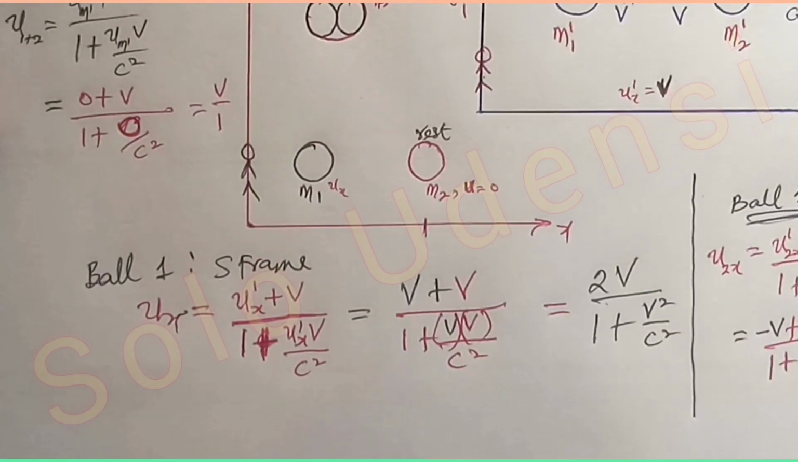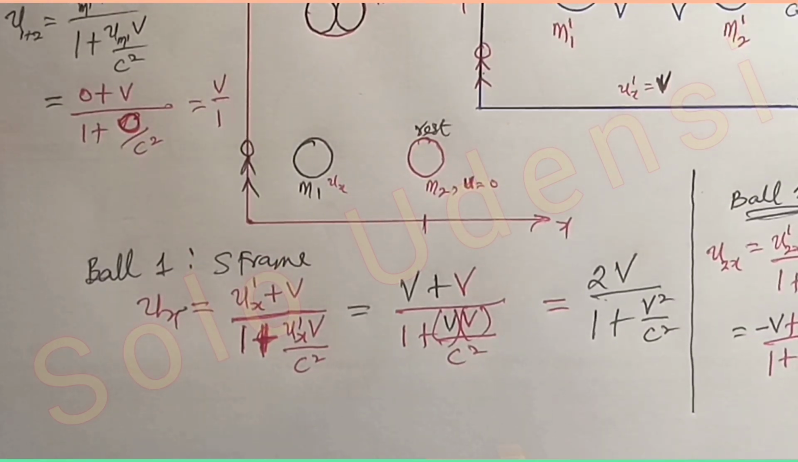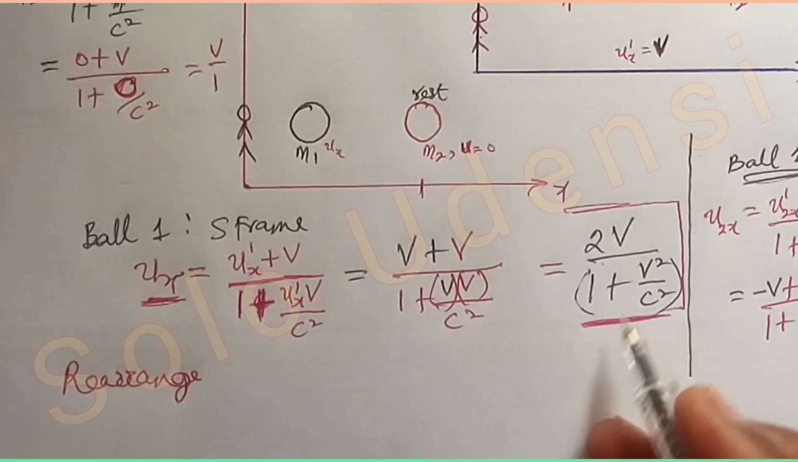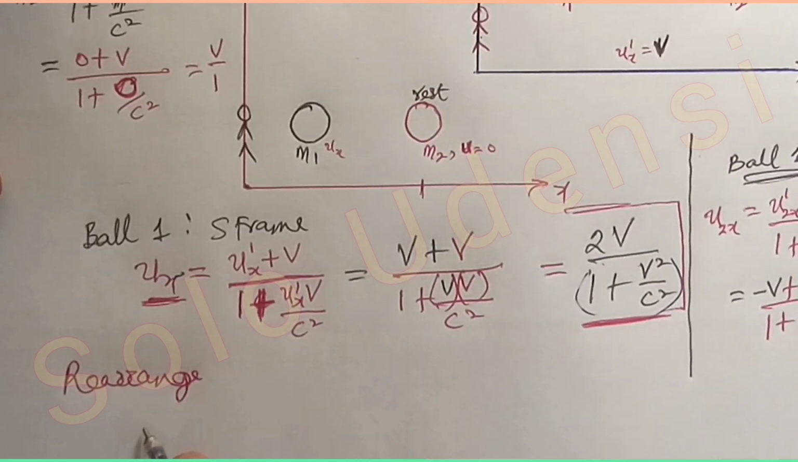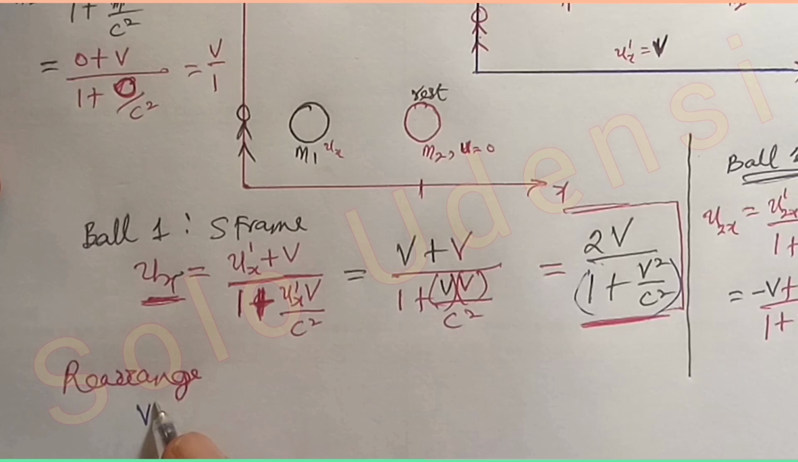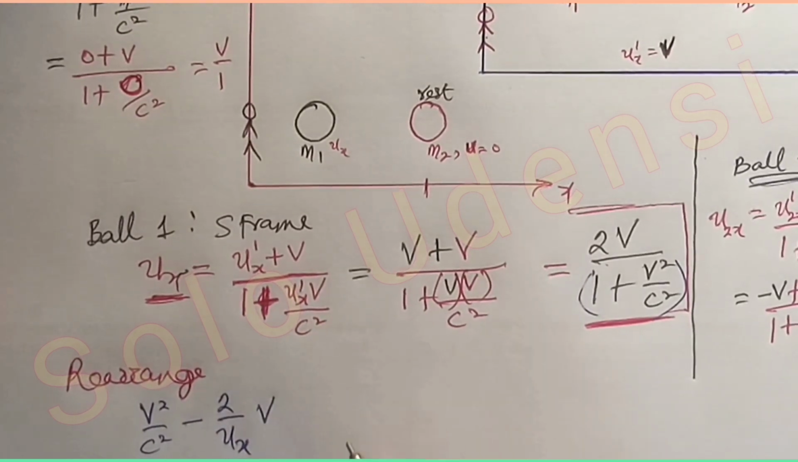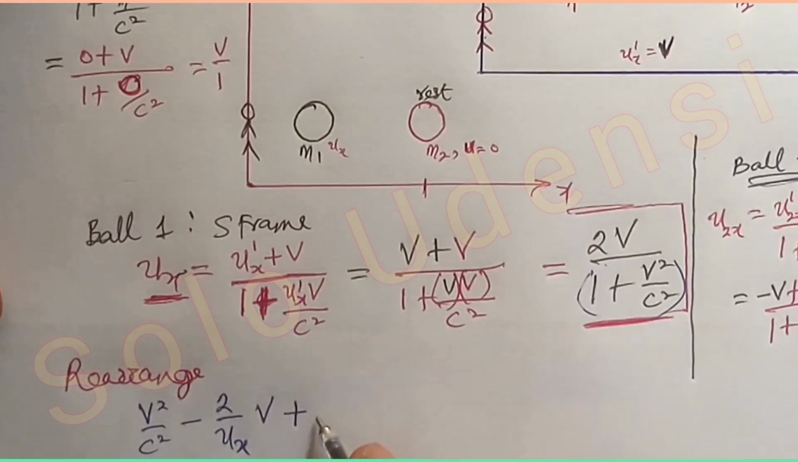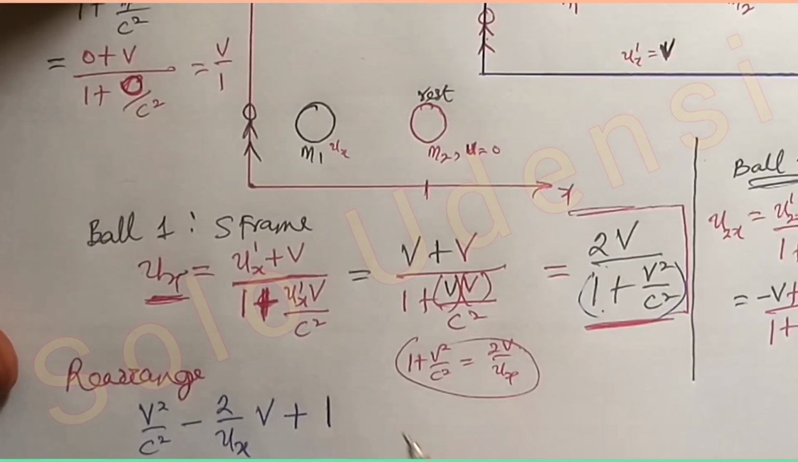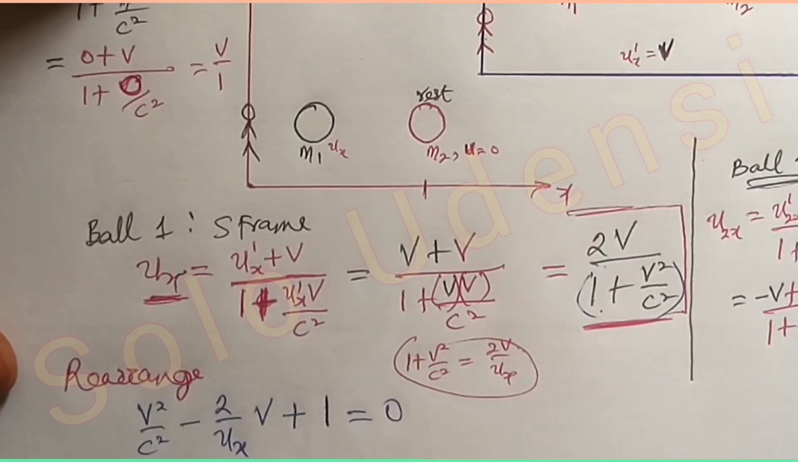So let us continue. From this equation, let me just say you have v squared over c squared minus 2 over ux v plus 1. So this is equal to 0, and you see that this is a quadratic equation in v.